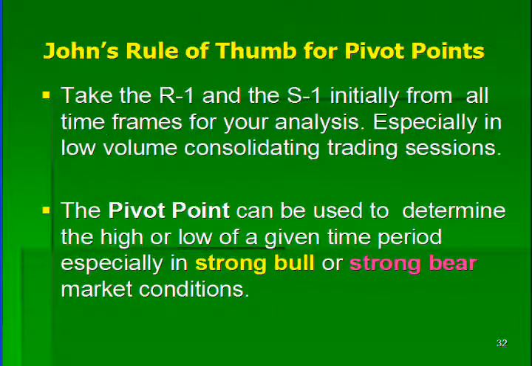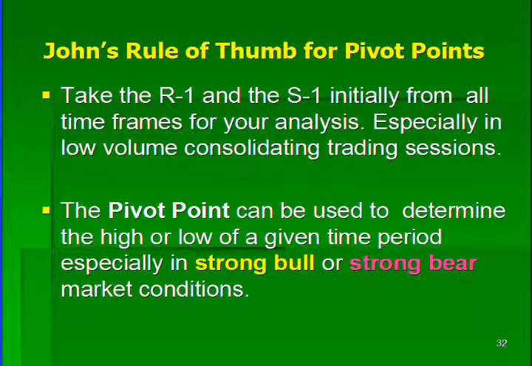Now, more importantly, on a normal given day with adequate liquidity, not a lot of price or news-driven price shocks to the marketplace, I initially take R1 and S1 as what I anticipate to be the potential range of a given time frame, and I do that for all my analysis. That means my daily, my weekly, my monthly. So now if you think about it, I've got 2 numbers for the day, 2 numbers for the week, 2 numbers for the month. I've got 6 numbers versus 39. Especially I use that methodology when we're in low volume or consolidating trading sessions.